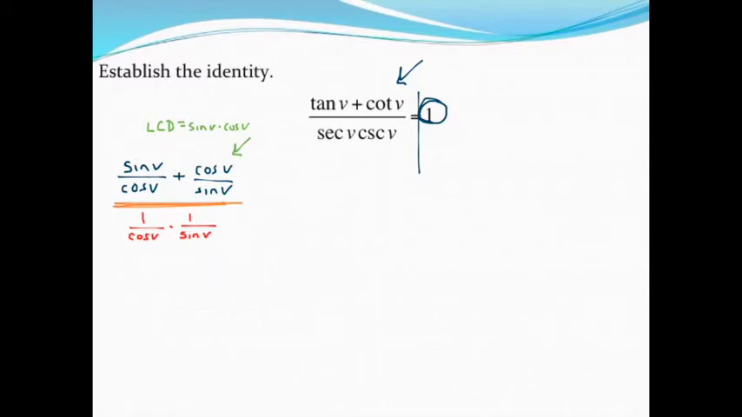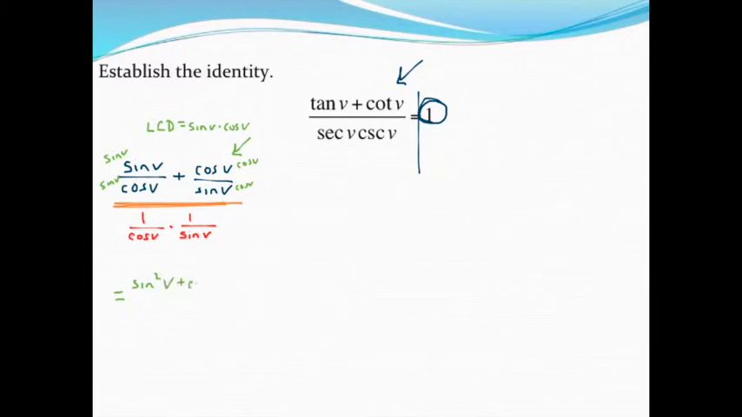Okay, my goal is to then turn this denominator into this denominator. The first blue fraction is missing the sine piece, so I'll multiply the numerator and denominator by sine. The second blue fraction is missing the cosine piece, so I'll multiply the top and bottom by cosine of v. Again, right now I'm just trying to do stuff to see what happens. So let's rewrite this fraction as sine squared of v, since sine times sine is sine squared, plus a cosine squared of v.